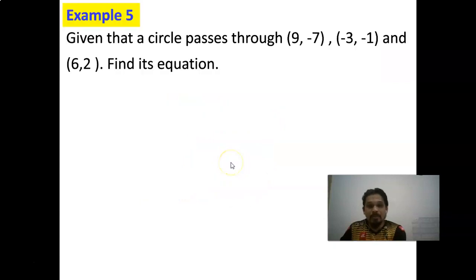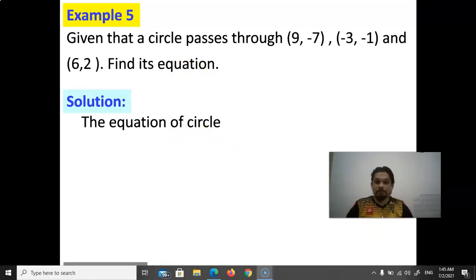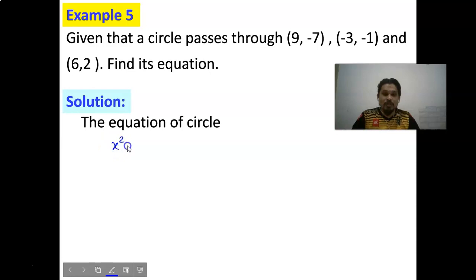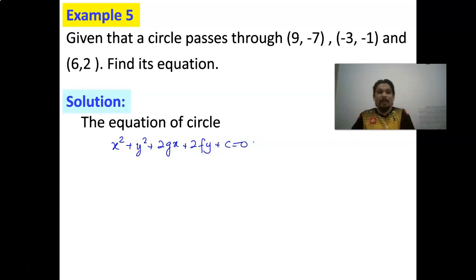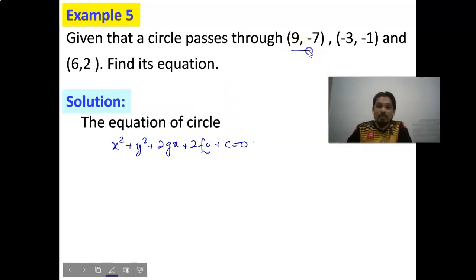Given a circle passing through these 3 points, find its equation. The equation of the circle is, for this one here now, we compare with this equation: x squared plus y squared plus 2gx plus 2fy plus c equal to 0. Now we are going to substitute the coordinates one by one into the equation.